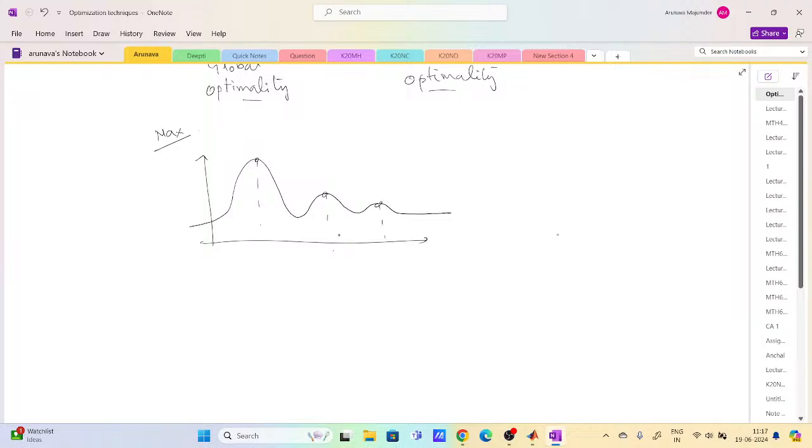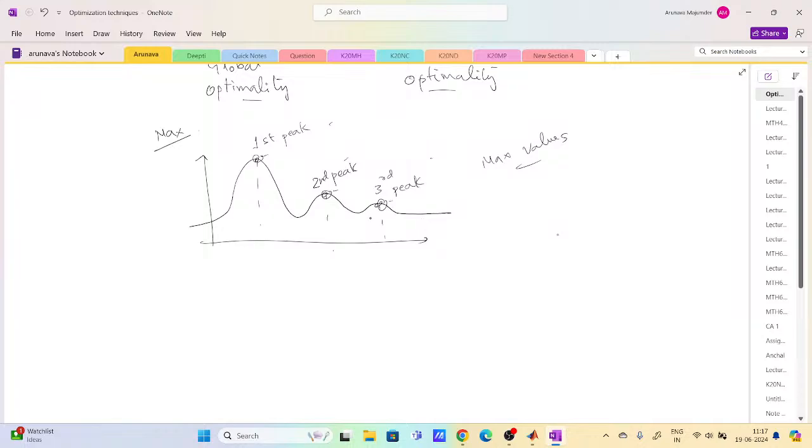Now how many peaks of these mountains are there? This is the first peak, this is the second peak, and this one is the third peak. So all these three are optimal values basically, maximum values. This one is a maximum value, this one is also another maximum value, this one is also another maximum value.